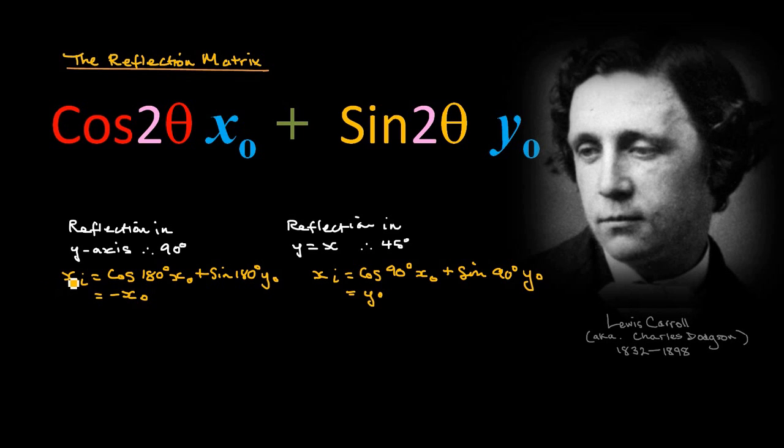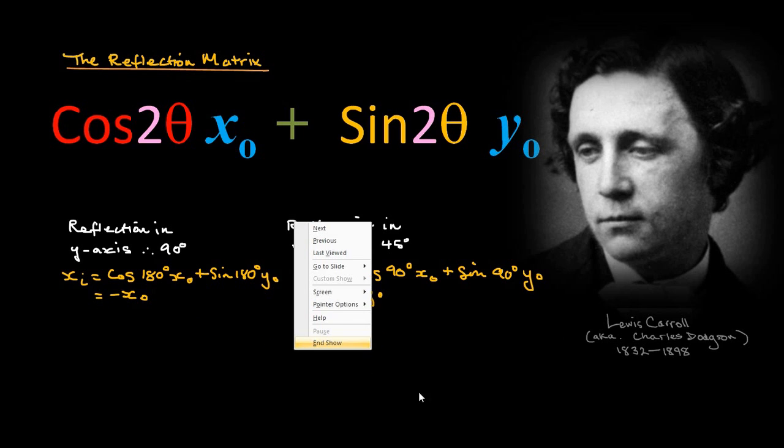And we have something that we had before. The x coordinate of the image in reflection in the y-axis changes its sign. In reflection in the diagonal y equals x, the x coordinate of the image becomes the y coordinate of the object. So the formula works in these cases, but the nice thing about the formula is it works in all instances, for whatever angle the line of reflection happens to be at. Okay, good. Now let's work on the y coordinate.